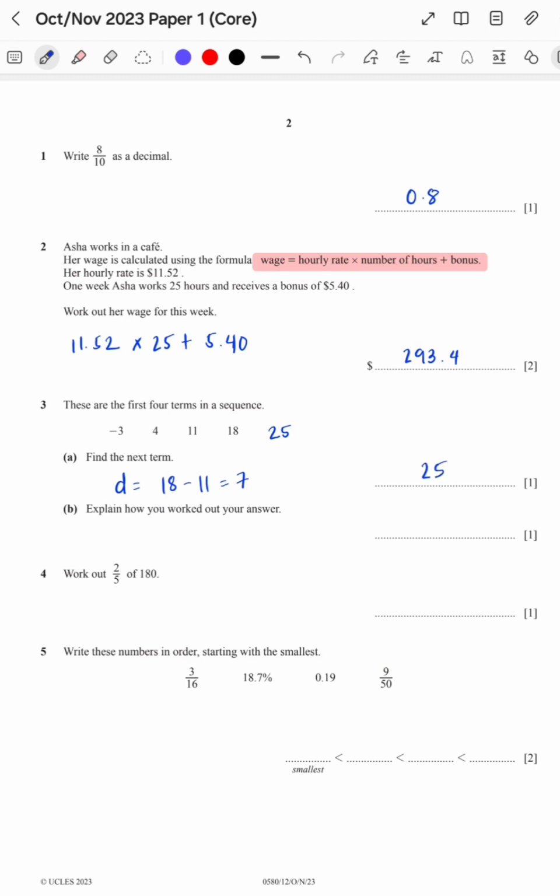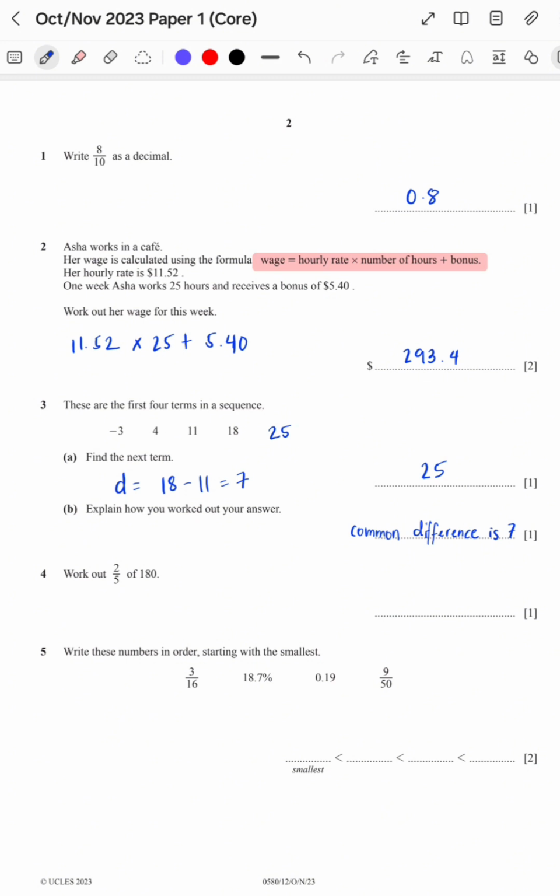Next, explain how you worked out your answer. Let's say we added 7, or the common difference. The common difference is 7. So to complete the sequence, you just add 7 over and over again.